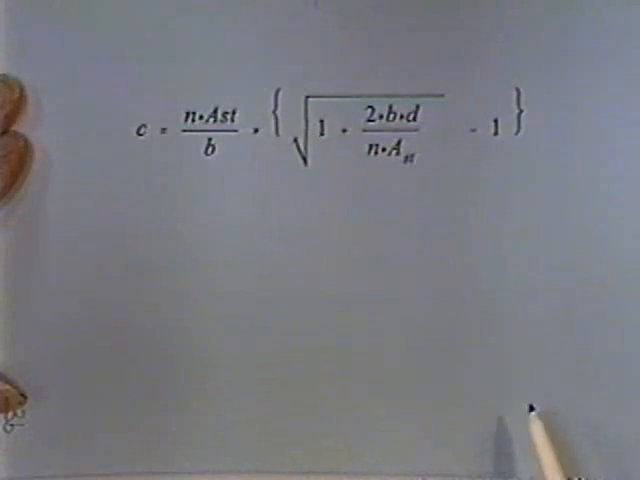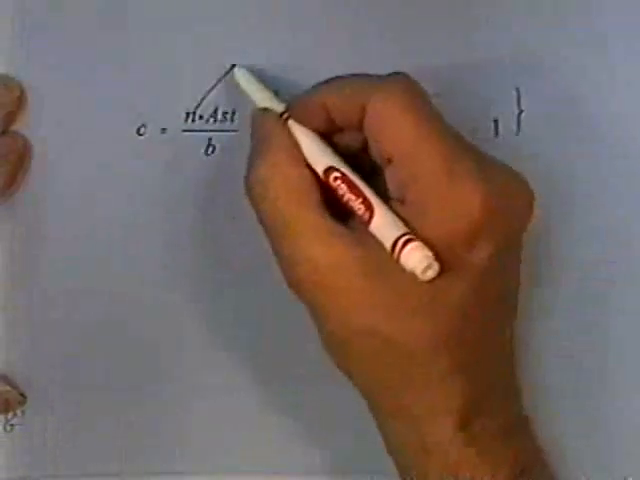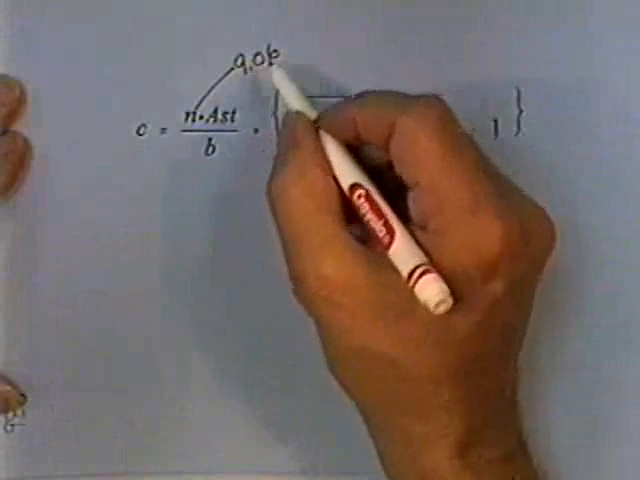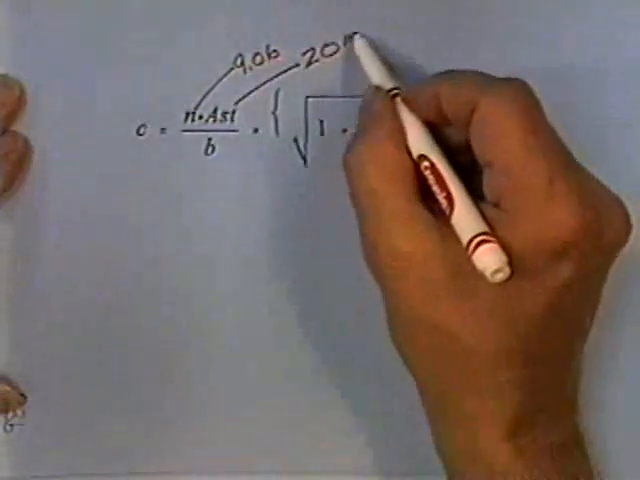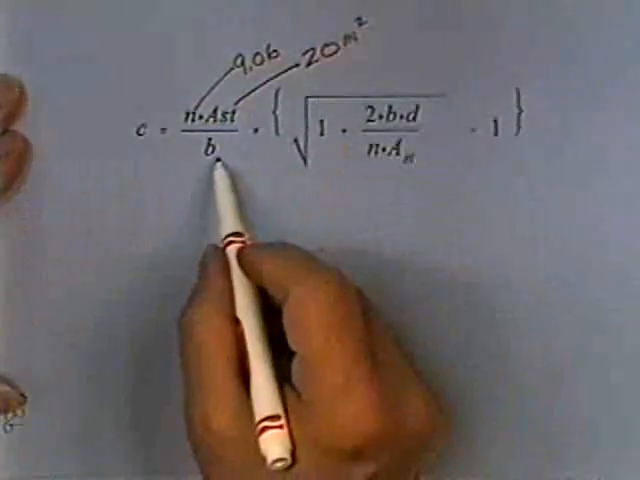You believe that, I believe that. N would be our 9.06. Area of steel, in that case, would have been 20 square inches of steel.